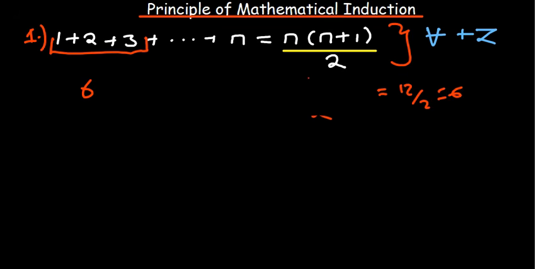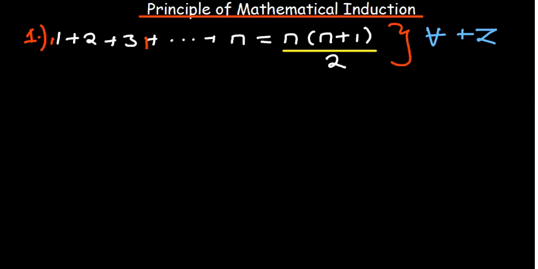Now, you can't try all the numbers, so you have to prove that it is going to agree for any numbers that you get to add. If you add from 1 all the way up to 100, if you plug in that formula, you still get the same answer, or add them manually, you still get the same answer. So how do we do that? This is where the principle comes in.